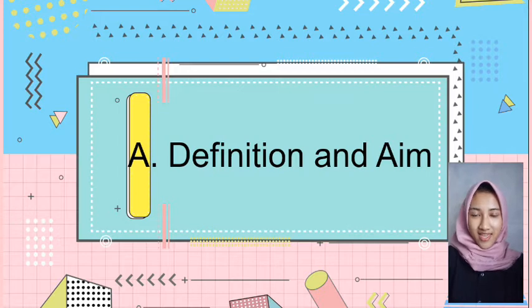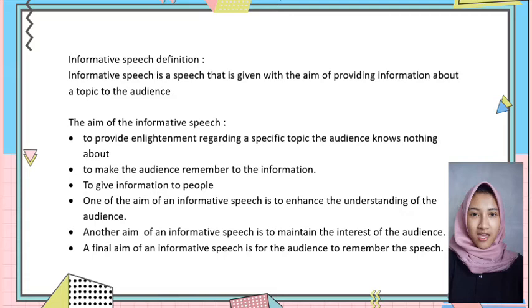The first point is the definition and the aim of informative speech. Informative speech is a speech that is given with the aim of providing information about the topic to the audience. So, an informative speech is one that intends to educate the audience on a particular topic. The topic should help the audience to understand a subject better and to remember what they learn later.